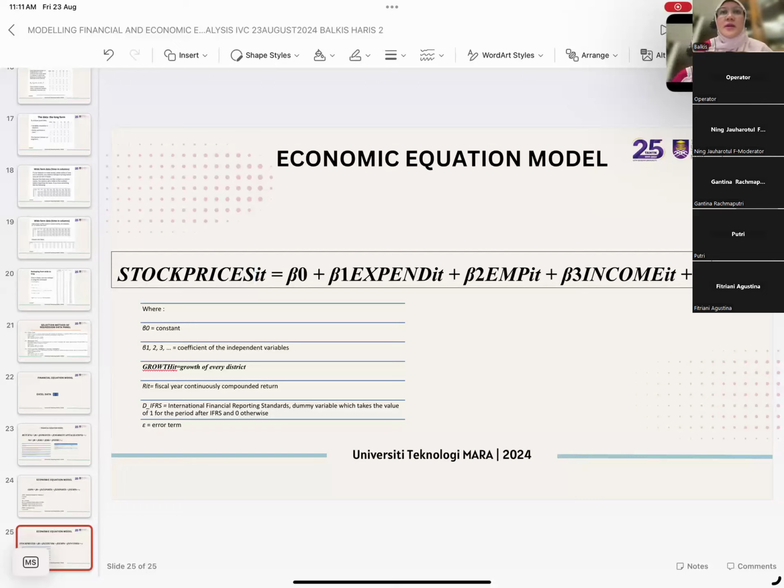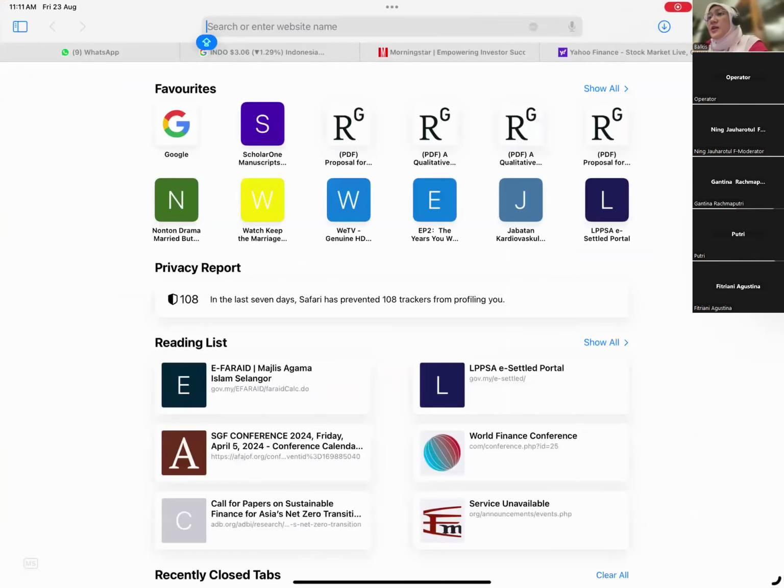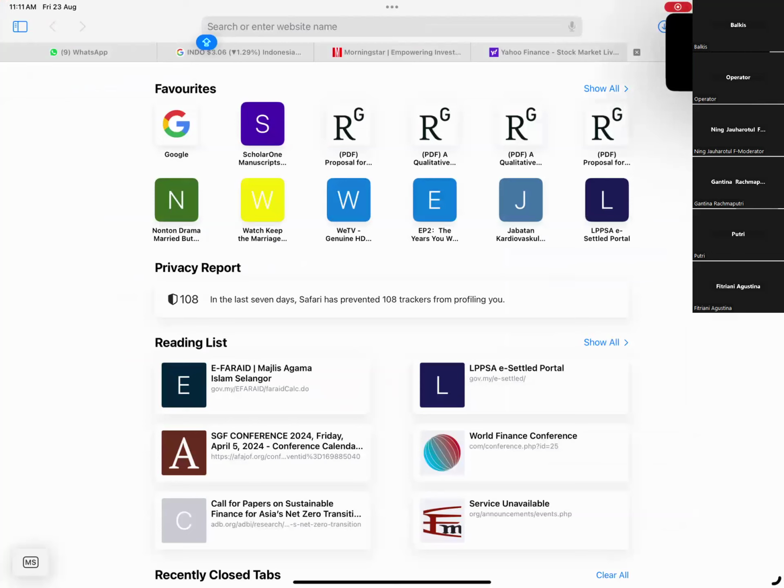Okay, any question, class, before I proceed? FTSE. Yes, FTSE is FTSE. In Malaysia, I'm not sure, but Indonesia, maybe you can share with me.